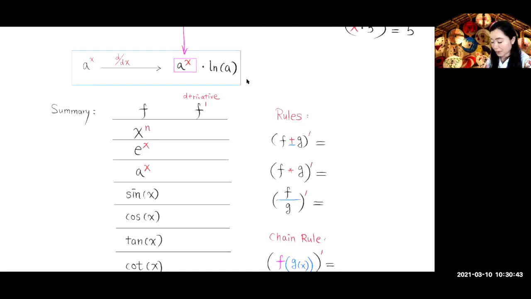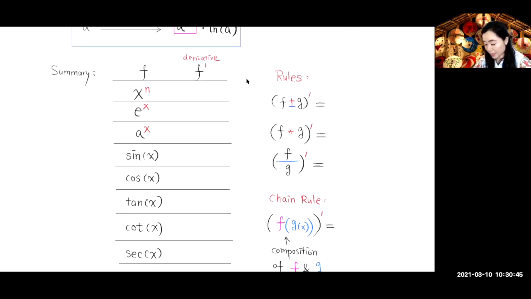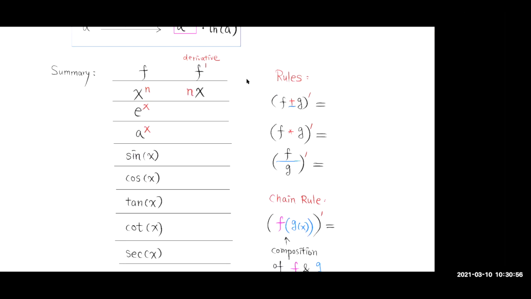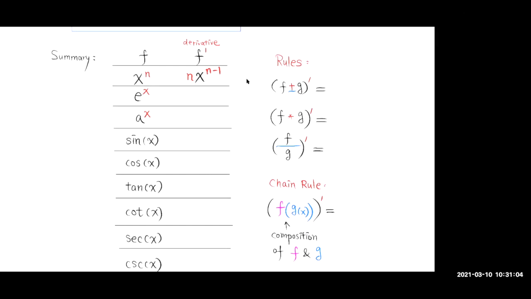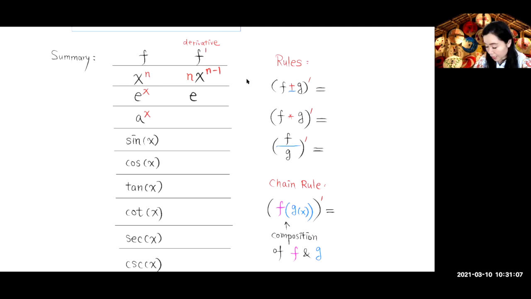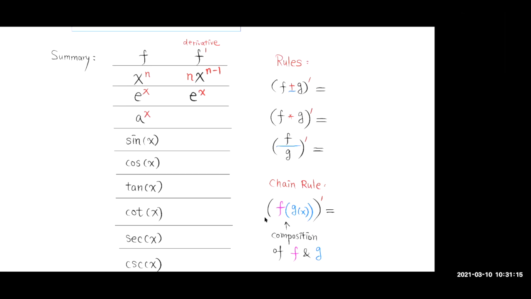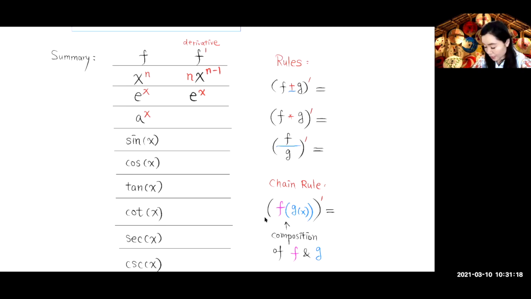Okay. Now let's summarize what we have learned so far. The derivative of x to the n is what? n times x to the n minus 1 power. Yes, you got it. And then e to the x is e to the x. Good. A to the x, where a is a positive constant, is a to the x times ln a. You got it. Good.